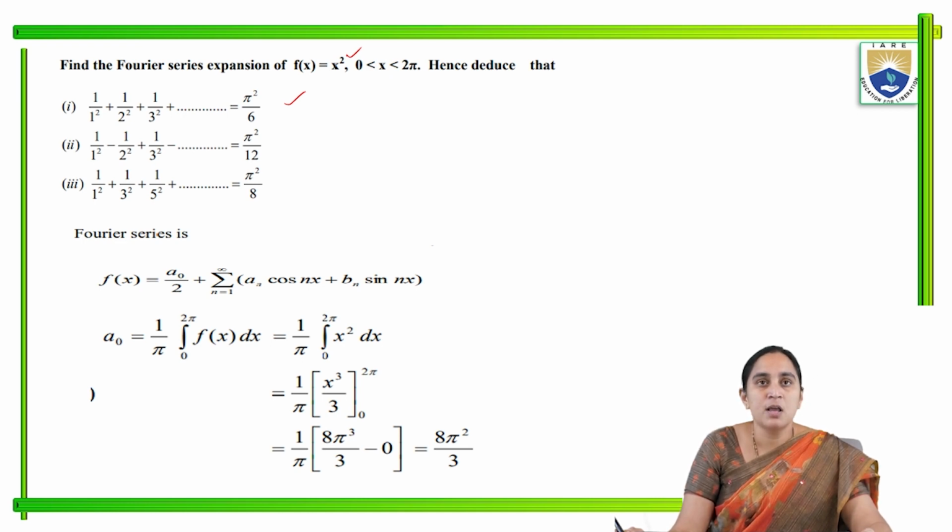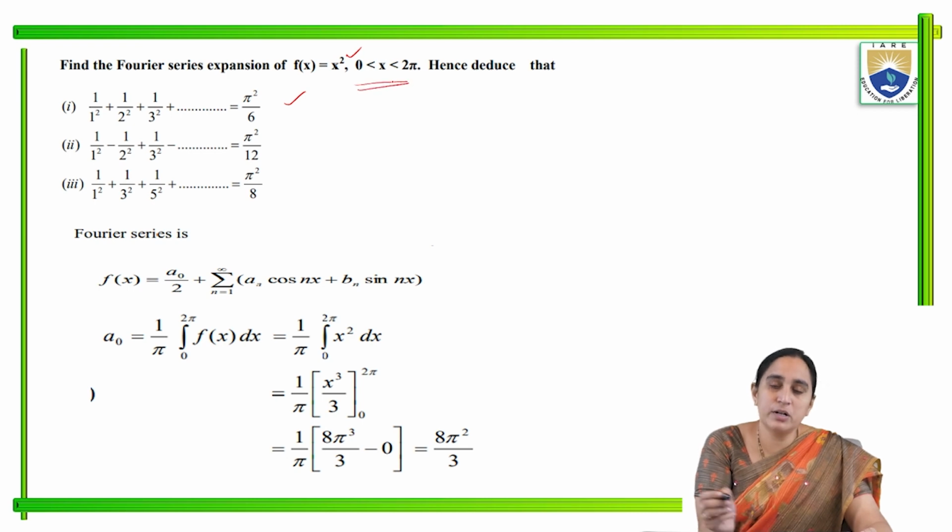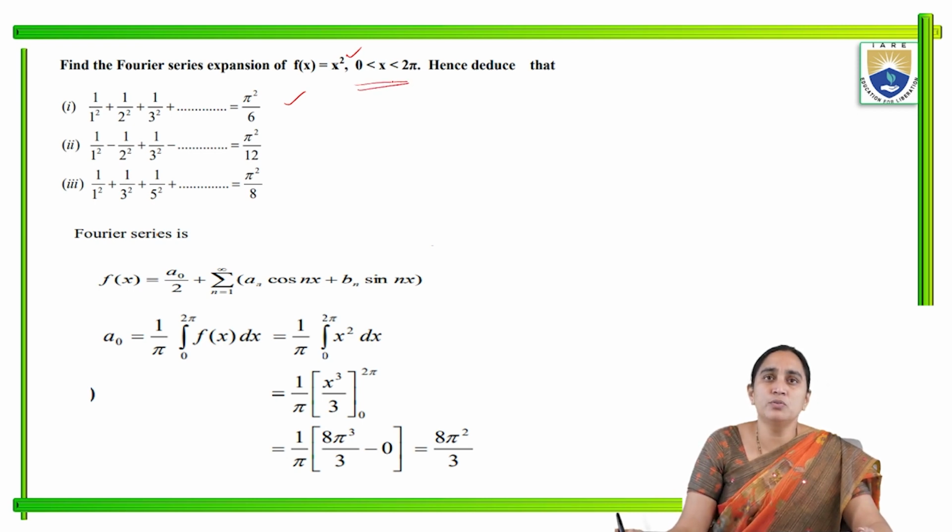And the second one, 1 by 1 square minus 1 by 2 square plus 1 by 3 square and so on is equal to pi square by 12. And the third question, 1 by 1 square plus 1 by 3 square plus 1 by 5 square and so on is equal to pi square by 8. Once observe, what about the interval? The interval limits are 0 to 2 pi.